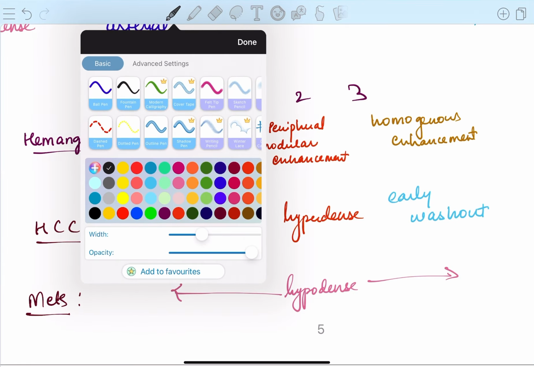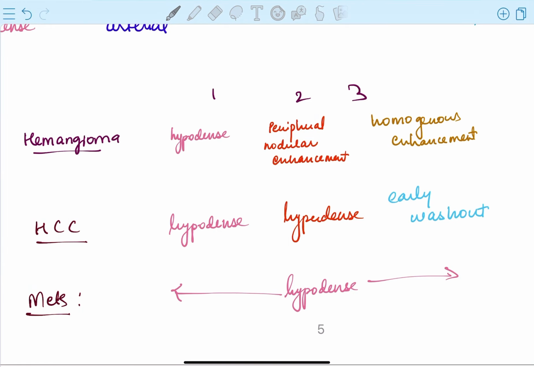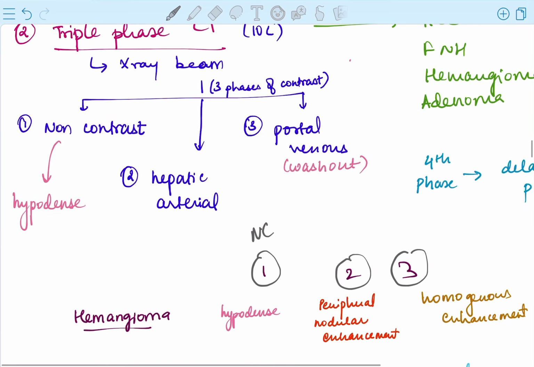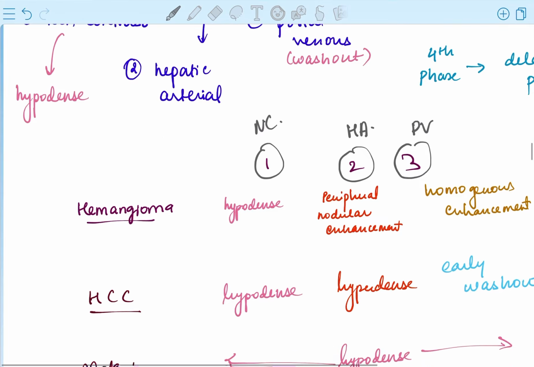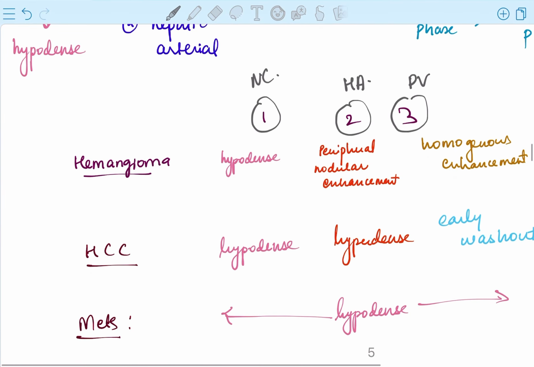So in order to do this, we are going to see, first of all, the first phase, second phase, as well as the third phase. The first phase, as we discussed over here, is a non-contrast phase. The second phase is a hepatic arterial phase. The third phase is a portal venous phase. In the first phase of hemangioma, you will see a hypodense structure. Okay, so as you can see, a hypodense structure is seen in hemangioma.